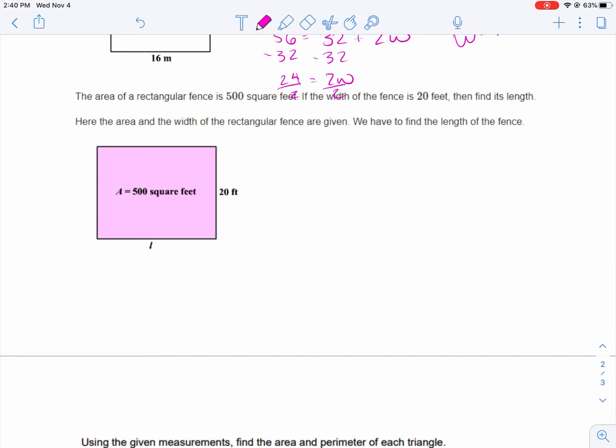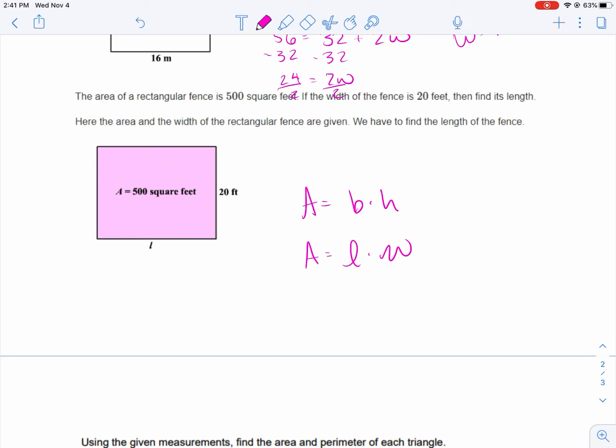The area of a rectangular fence is 500 square feet. If the width of the fence is 20 feet, then find its length. Here the area and the width of the rectangular fence are given. We have to find the length of the fence. Remember, the area of a rectangle is length times width.